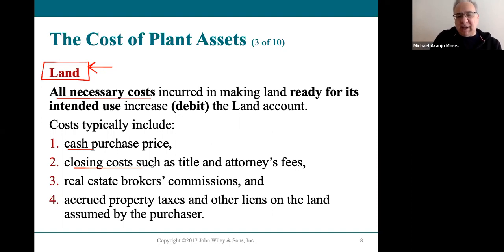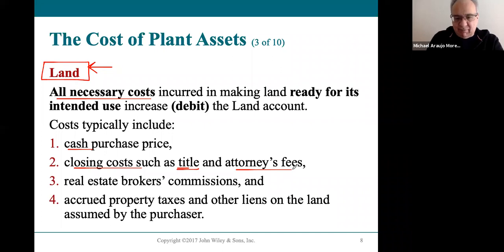That usually takes a couple of things. First, make sure the title is available so you can actually own the land. The title of the land needs to be available for you to own. And then, of course, you're probably going to need an attorney to help you through that process. So there are closing costs involved in purchasing land that are going to be part of the land account.